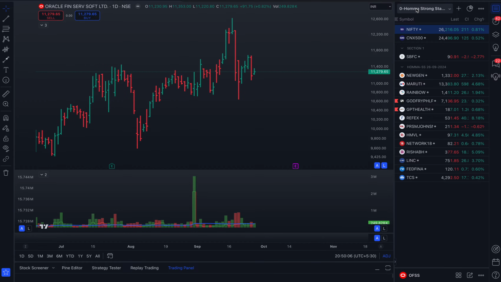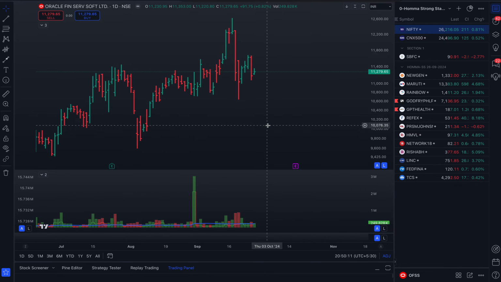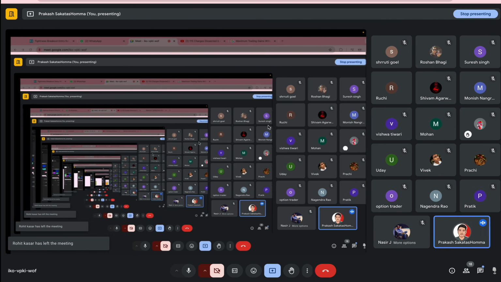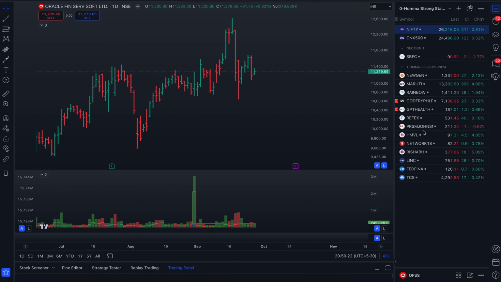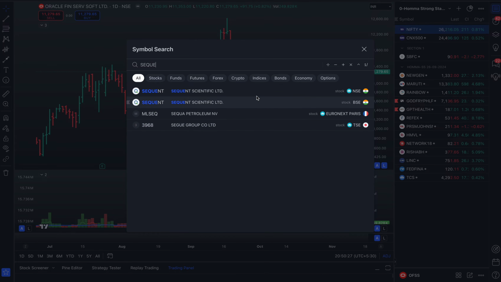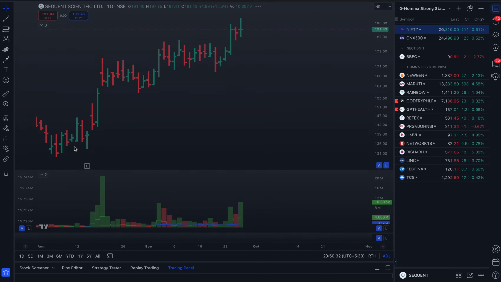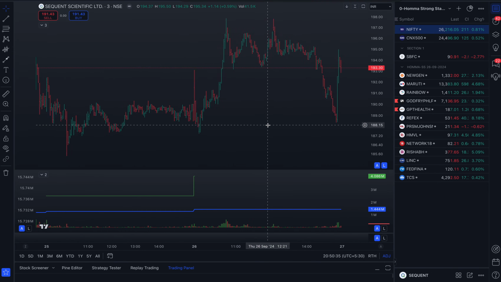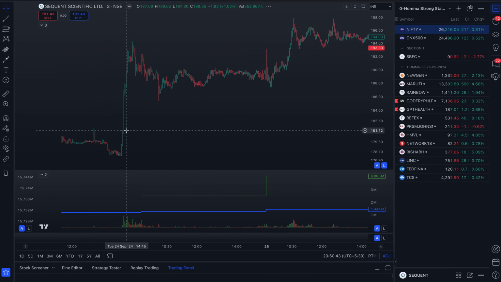Can anyone give me a stock name so that I can show how people should use this? Sequent, for example. Thank you so much, Vivek, you saved my life. Sequent Scientific, let's open the 3 minute chart today. It opened here at 9:15.